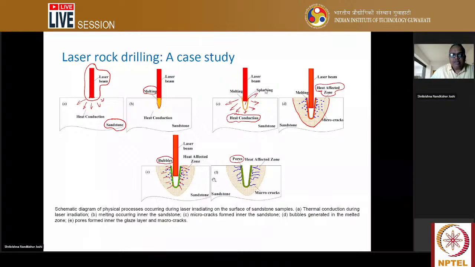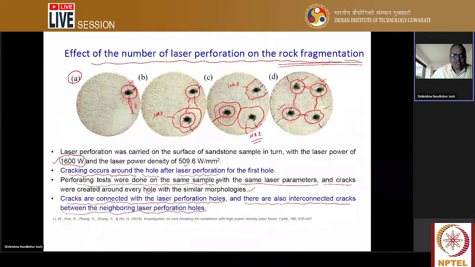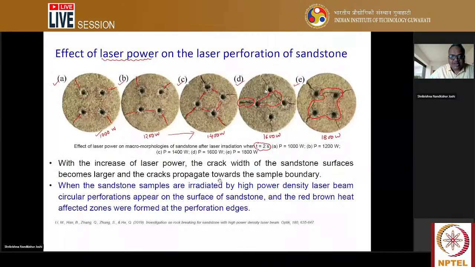Crack formation is very essential here, and it is desired. Generally, we don't expect or desire crack formation during laser-based operations, but here more HAZ is required and more crack formation is welcome.